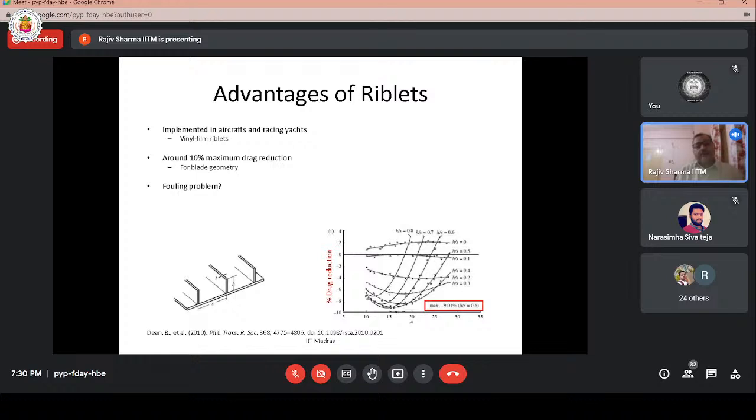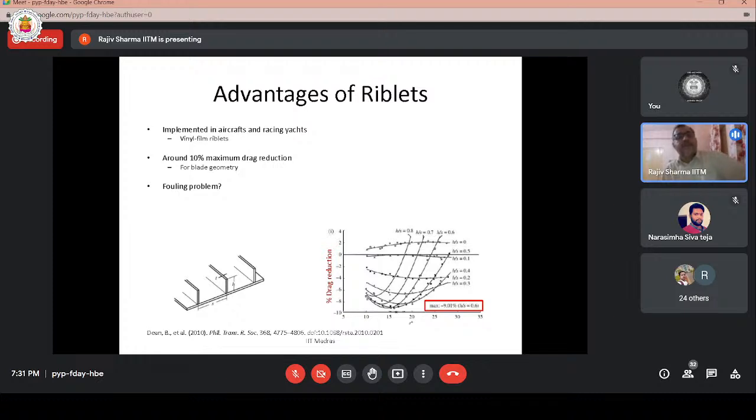Advantages of riblets. What has been achieved. Very successful experimental and field investigation. It has been implemented quite successfully in the field of aircraft, racing yachts, and the riblets are basically from vinyl film. The maximum advantage has been reported around 10%, which is significant. The maximum drag reduction is possible around 10%, and that depends upon the riblet geometry.